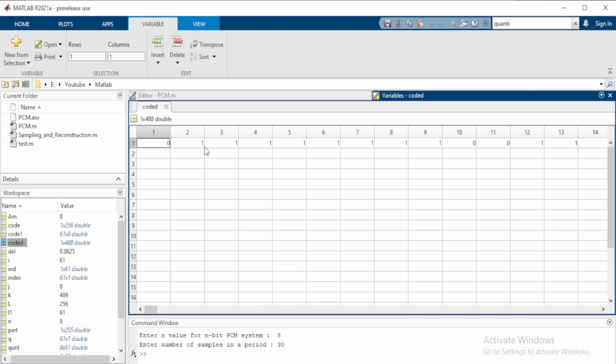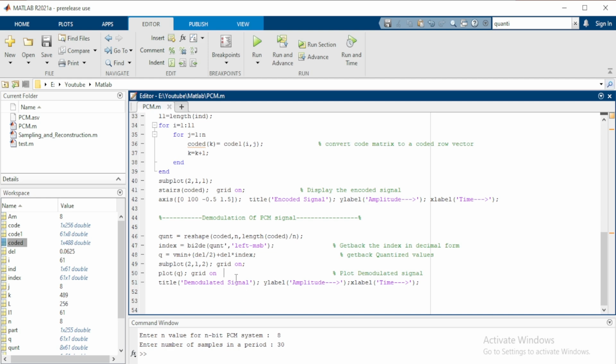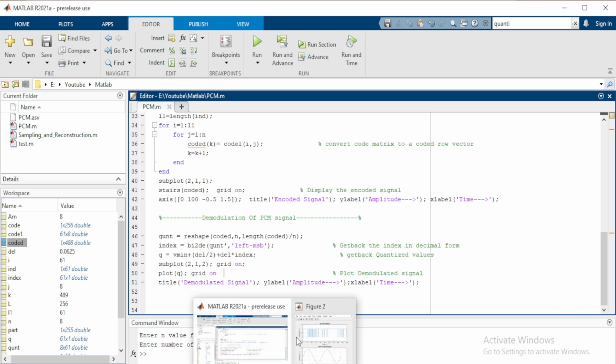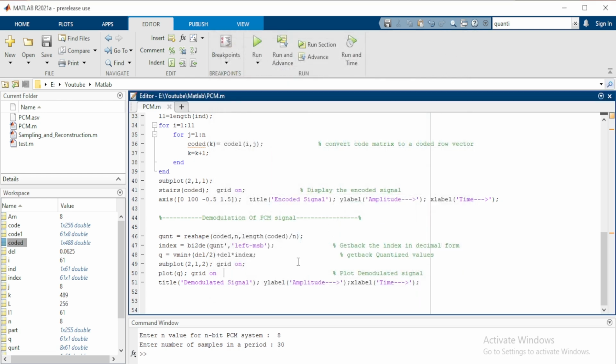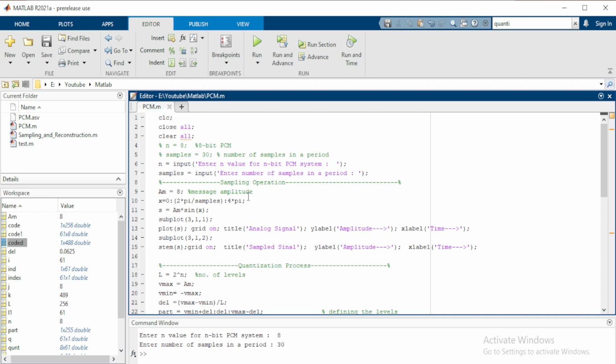You can see these are the binary bits. The first one is 0 1 1 1 1 1 1 and then 0 0 1 1, like that it is the binary coded value. Then we can see that this is the demodulated signal. After the encoding, we have decoded the signal, we have got the quantized value, and we have plotted the demodulated signal here. So this is the program for the PCM modulation as well as the demodulation process.